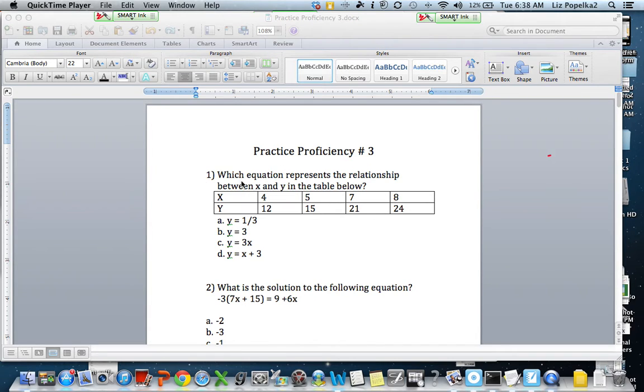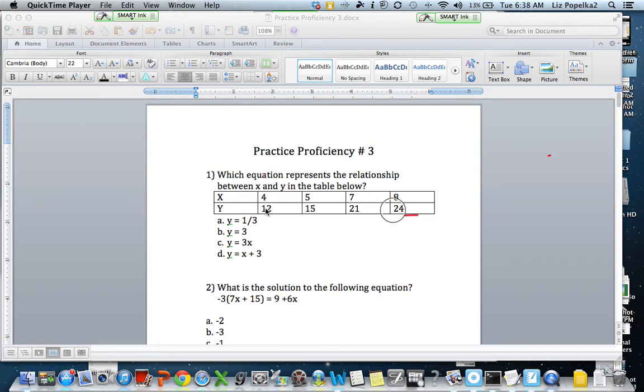For number 1, it's asking which equation represents the relationship between x and y in the table below. So I am not going to choose A, because A says y equals 1/3. Notice there's no mention of the x even in there, which makes it pretty hard to show the relationship between x and y if there isn't even an x in option A. Also, y equals 1/3 means that every single value of y would be 1/3. And as you can see, that is certainly not the case.